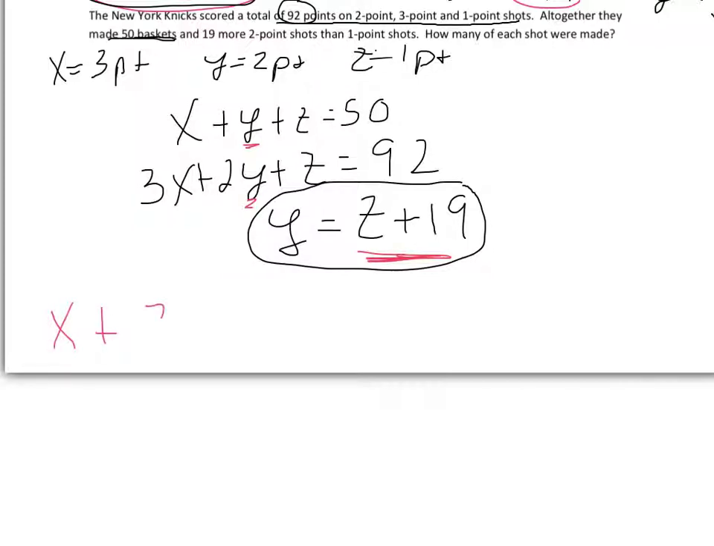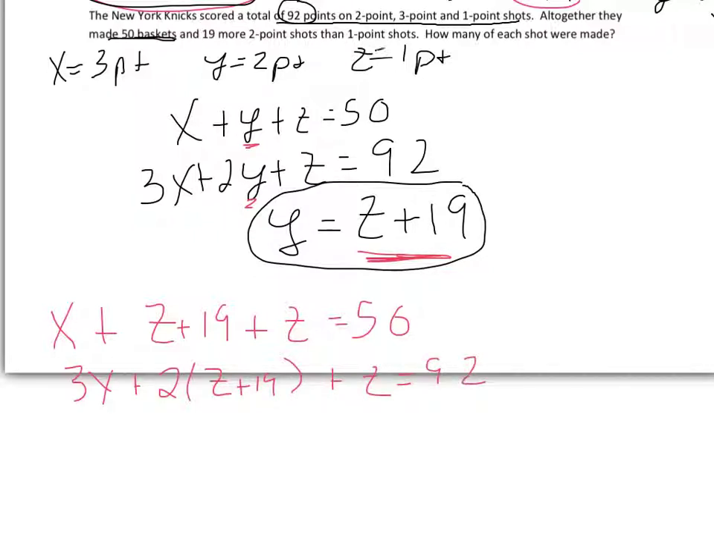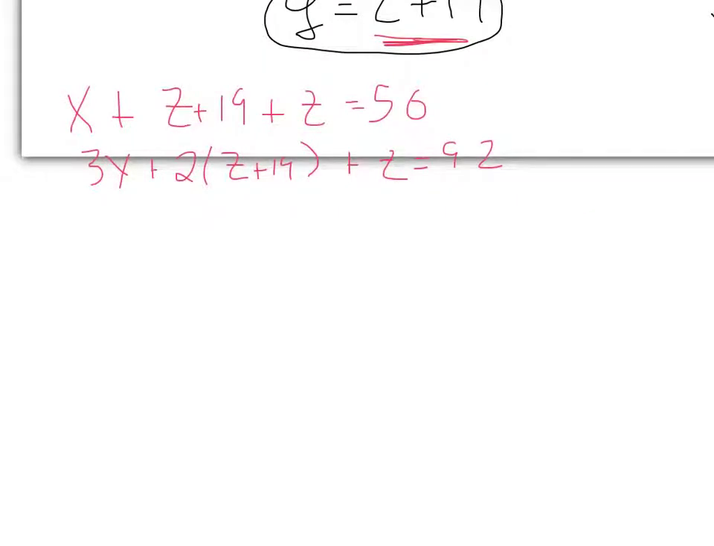So we have x plus z plus 19 plus z equals 50. When plugging this in here, we have 3x plus 2 times z plus 19 plus z equals 92. We'll simplify these really quickly. x, and z and z is 2z, and then I want to move the 19 over there, so I'm going to subtract 19 from both sides. So 50 minus 19 is going to be 31.